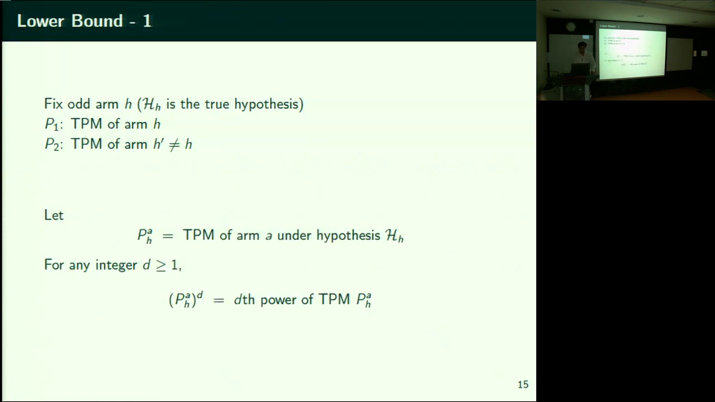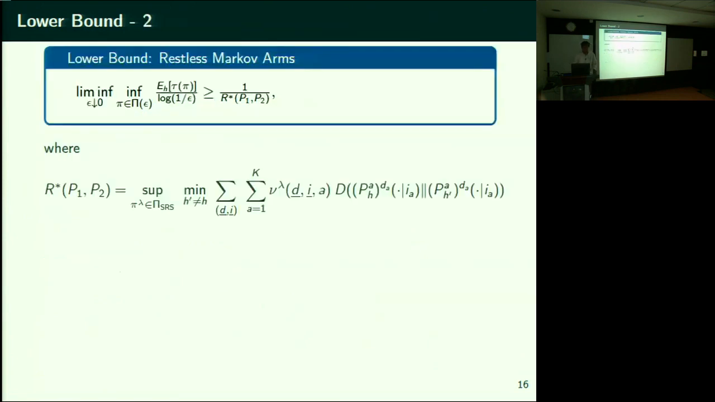Okay? So by PHA, I'm going to refer to the TPM of arm A under hypothesis H. That is, when H is actually the odd arm and you select arm A, what is its TPM? That is PHA. And there will be certain powers of this TPM that will come because of this delay. You are observing a certain Markov chain only after D steps perhaps, so you need to compute those D step transitions in that Markov chain. Because of that, some Dth powers will come. So the lower bound is this.